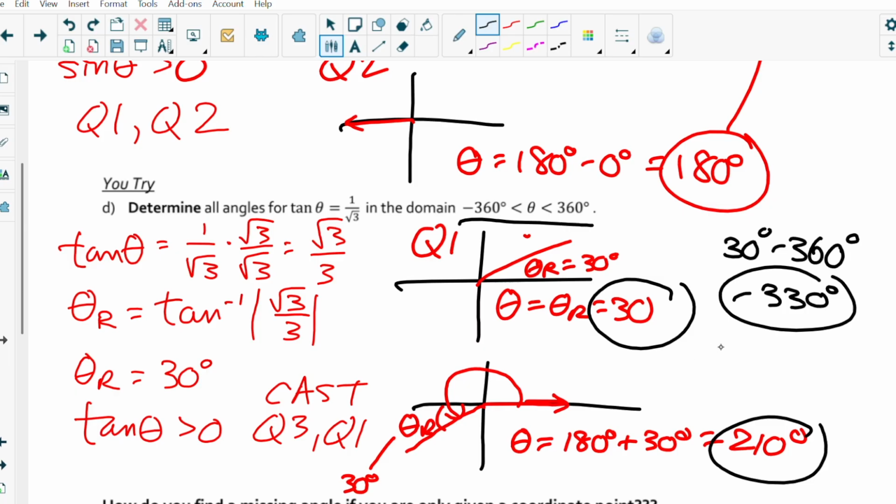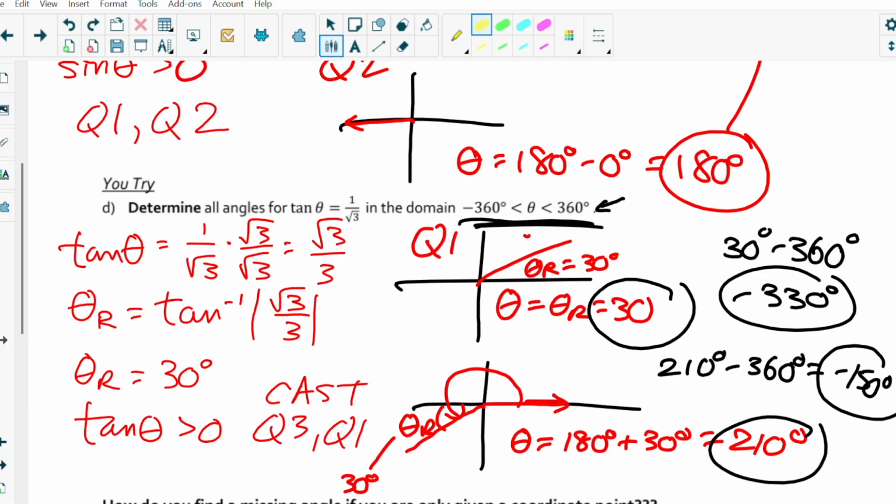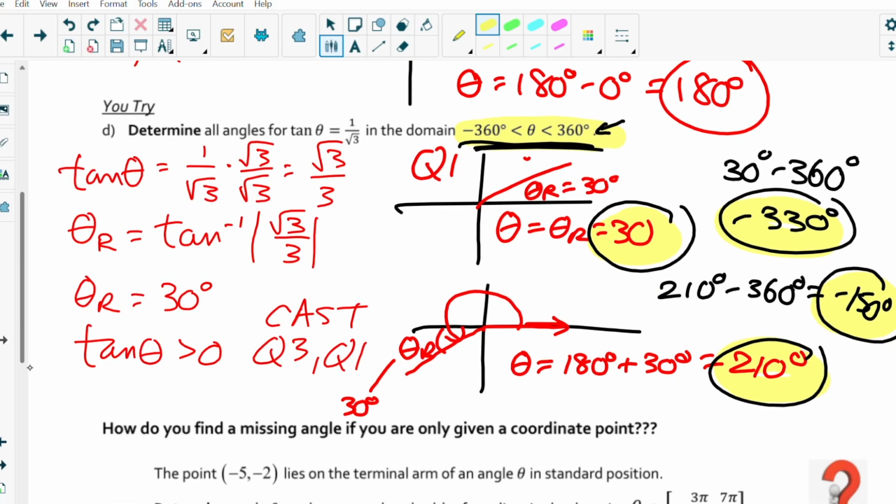So if I do 30 plus 360, that will not work, will it? Yeah, 30 plus 360, that's outside of my domain. So if I do 210 degrees minus 360, I get negative 150 degrees. That is definitely within my domain, okay? If I do 210 plus 360, that goes outside of my domain. So these are my four solutions. So you always have to think of coterminal angles when we are minding a domain that is different, right? It's not always the same domain.